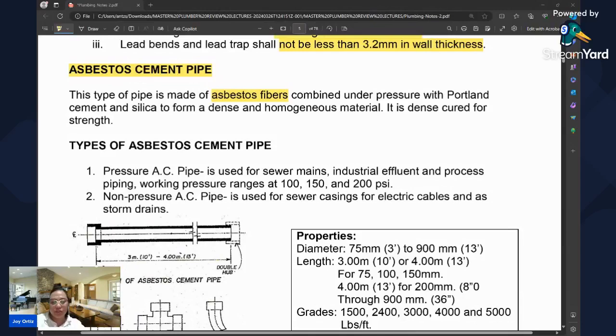Okay, I'm back. I'm so sorry. Okay, let's proceed. Pagdating sa types of asbestos cement, meron tayong asbestos cement pipe, which is yung una is the pressure AC pipe, and we have also the non-pressure. Pag pressure, it's used for sewer mains, industrial effluent and process piping, working pressure ranges 100, 150, and 200 PSI. Pag non-pressure, it's used for sewer casings, for electrical cables, and storm drains.